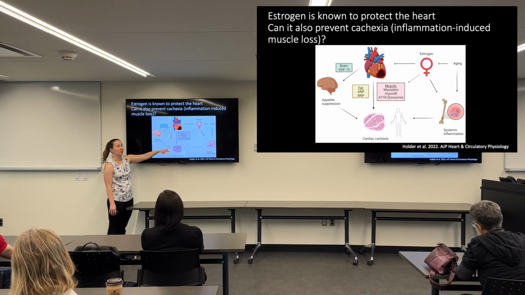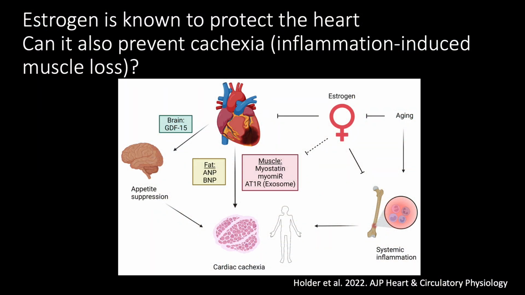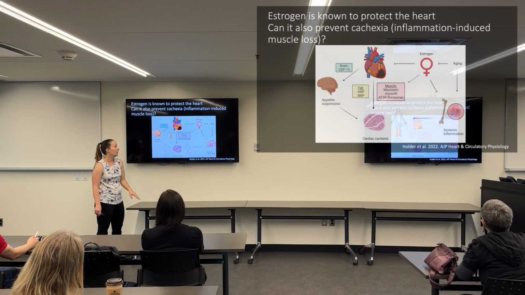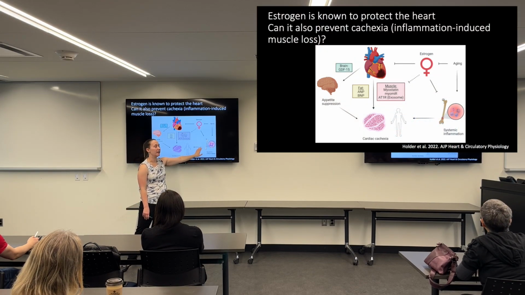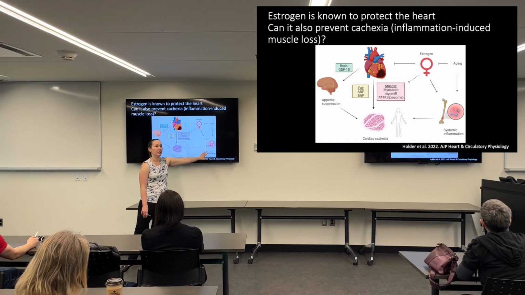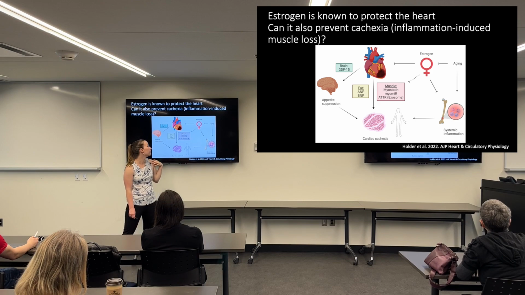So in this diagram, I know there's a lot going on. Basically, estrogen can reduce heart failure and cardiovascular diseases, and we're wondering if by reducing these risks of cardiovascular disease, that has any consequence on affecting muscle as well. Another part of this, like I said, is inflammation. Estrogen is thought to be anti-inflammatory, so by dialing down inflammation, maybe that's reducing this muscle wasting phenomenon.